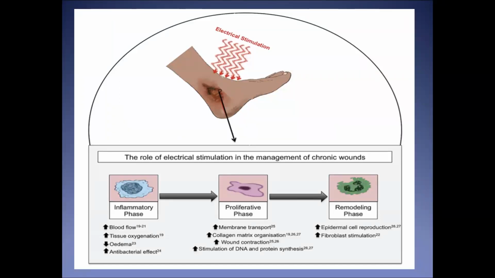When we move into the rebuilding phase, the start of the proliferation phase, it can increase membrane transport, allowing stuff to cross the membrane. It can increase collagen matrix organization and wound contraction, so the wound can start closing. And it stimulates the overall synthesis of new cells in that area. And then when we get to the remodeling phase, when we're starting to close off that wound and get to scar formation, you can increase epidermal cell reproduction and fibroblast stimulation. So e-stim can do some pretty good stuff.